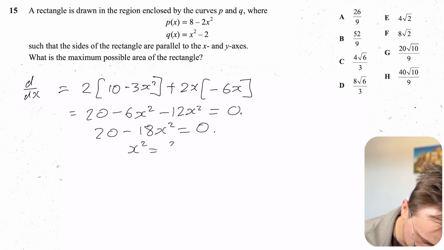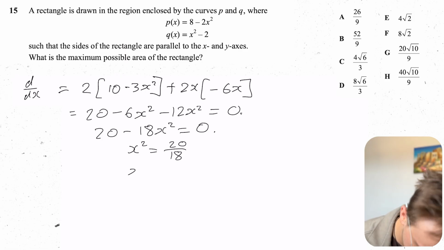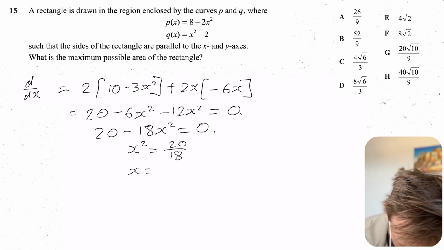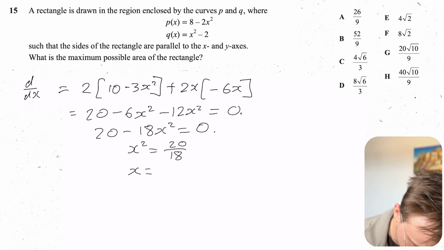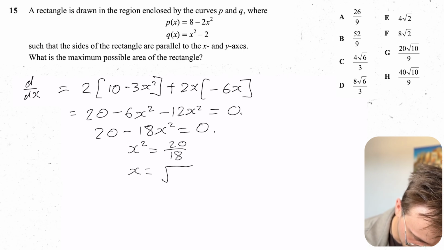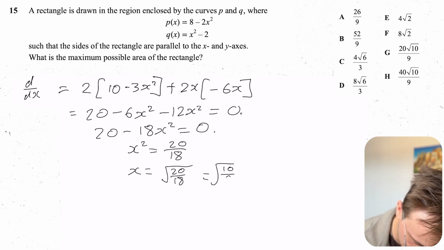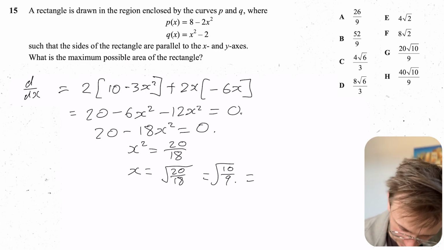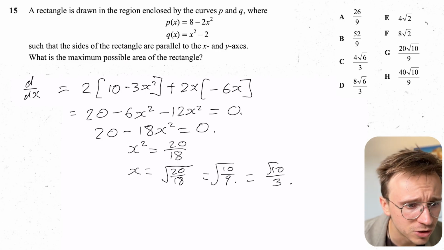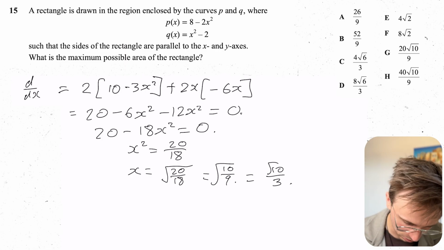x squared equals 20 over 18. x equals, it's going to be positive because I only care about the positive one. And that is square root of 20 over 18, which is equal to square root of 10 over 9, which is square root of 10 over 3. Some of them have root 10s in there, that gives me confidence.